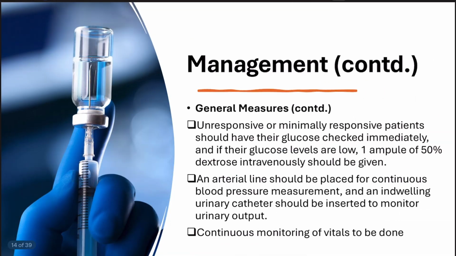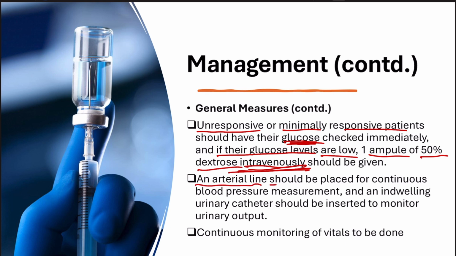Continuing with the general measures, if the patient is unresponsive or minimally responsive, then we need to check the glucose of the patient. If their glucose levels are low, then one ampule of 50% dextrose given intravenously will immediately improve the condition of the patient. Then an arterial line should be placed for continuous blood pressure monitoring, basically to measure the mean arterial pressure, and an indwelling urinary catheter has to be introduced so as to monitor the urine output every now and then.